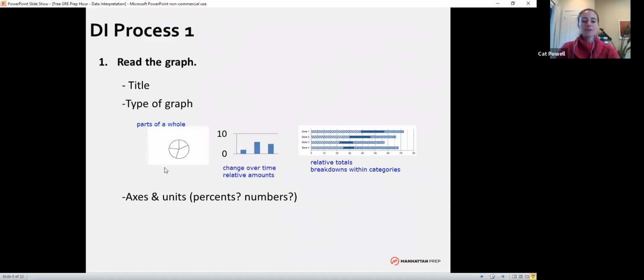After that, I look at the axes and the units. Am I dealing with millions or hundreds? Do I have percents? Do I have actual numbers? I make sure I'm very clear on what sort of measurement I'm using.